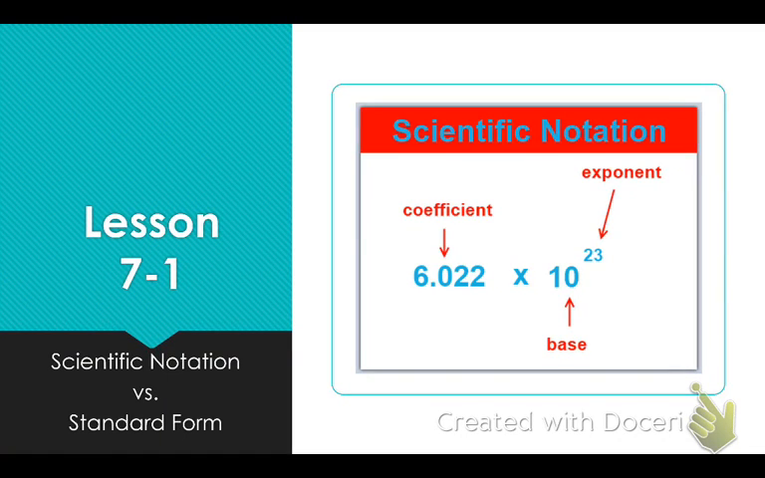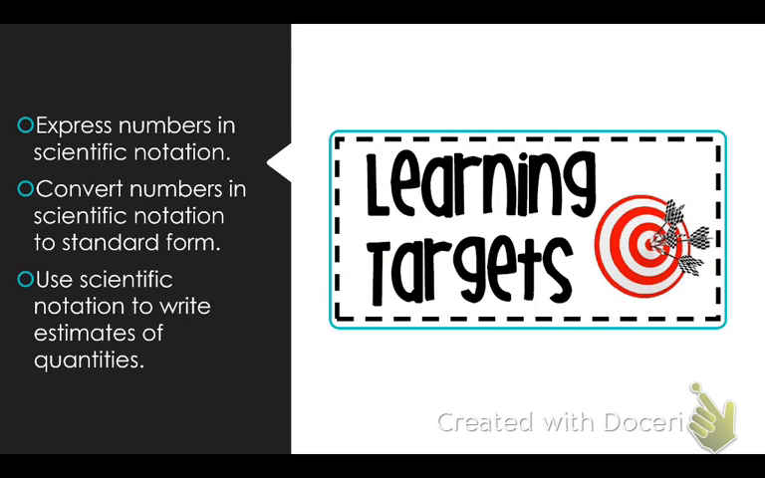Lesson 7.1 is on scientific notation versus standard form. Your learning targets are to express numbers in scientific notation, convert numbers in scientific notation to standard form, and use scientific notation to write estimates of quantities.